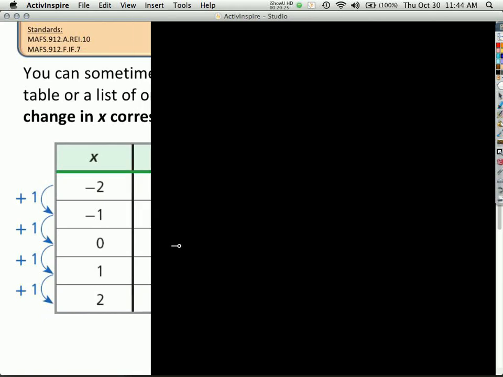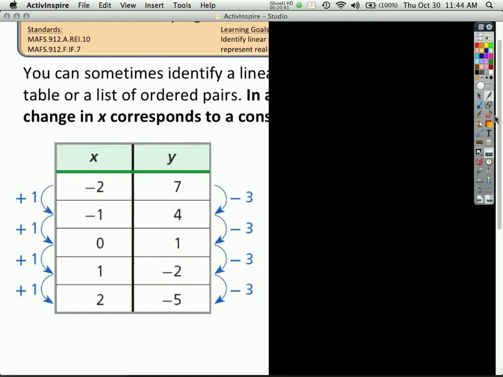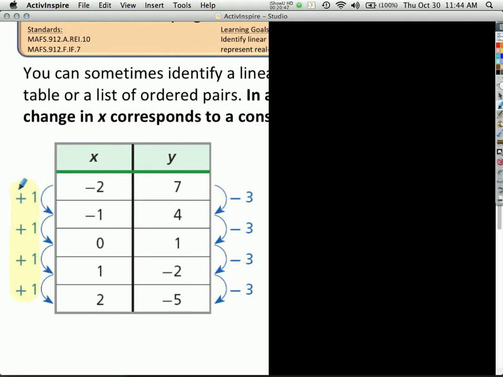So now let's look at what happens to the y's when that happens. To go from 7 to 4, we subtract 3. To go from 4 to 1, we subtract 3. To go from 1 to -2, we subtract 3. To go from -2 to -5, we subtract 3. So when we have a constant pattern with the x's, if we have a constant pattern with the y's at the same time, then that's linear.